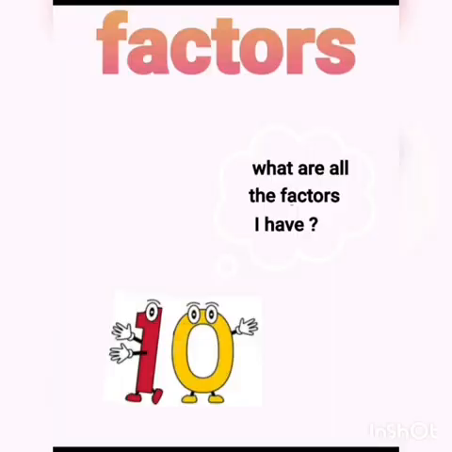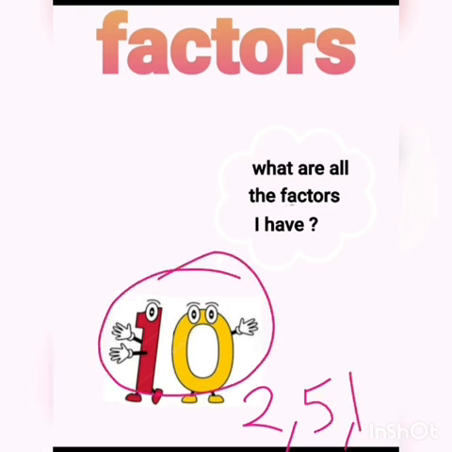So 10 again started thinking, what are all the factors that I have? That is, what are all the friends I have? Till now, 10 has come to know four of its friends or factors, that is 2, 5, 1 and 10. Now 10 wants to find out what are all the factors of 10. So how do we do that? We start with 1 and start dividing. So we start with the lowest number. So the lowest number is 1.